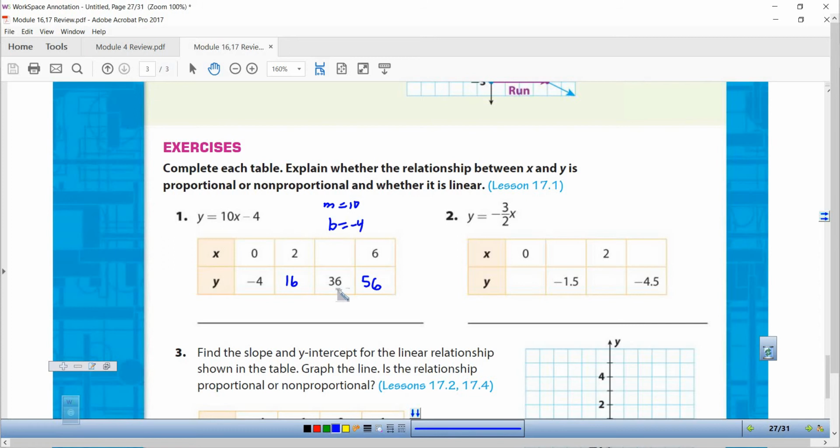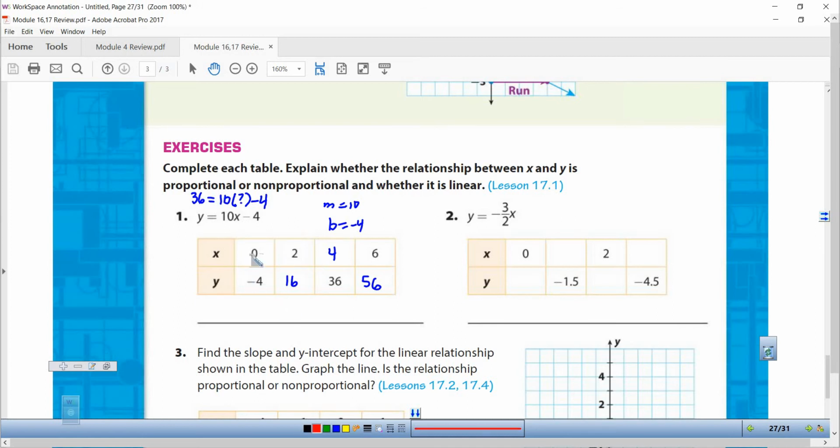So what do you do when they give you the y? Well, they're saying y is 36. So 36 is 10 times something, right? 10 times something minus 4. All right, well, if we add that 4 back on, we'd get 40 is 10 times something. So it actually does turn out to be 4, right? 10 times 4 is 40. 40 minus 4 is 36.